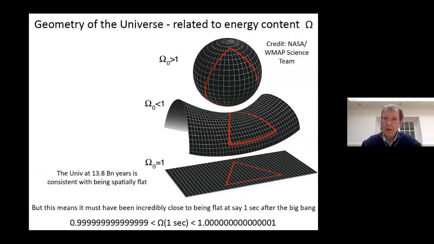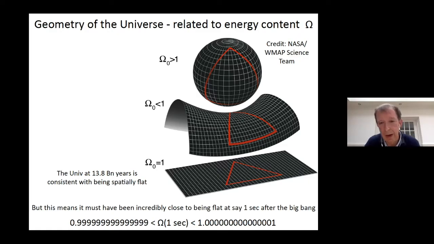So the geometry of the universe, Einstein's theory, which suggests that the universe on large scales is homogeneous and isotropic, can have three types of geometry. One is the closed or sphere shape that you can see. The middle one is the hyperboloid, and the flat is what looks like a sheet. And each one depends on the energy content of the universe, given by this parameter omega. The evidence seems to suggest that omega is very close to unity today, that our universe is consistent with being spatially flat.